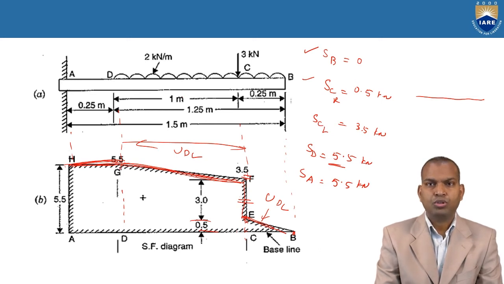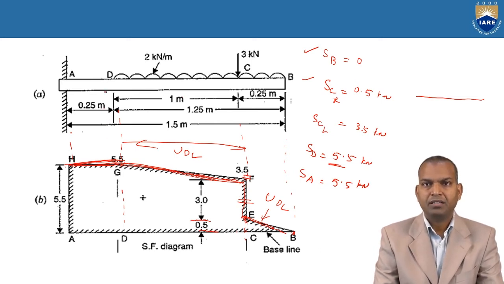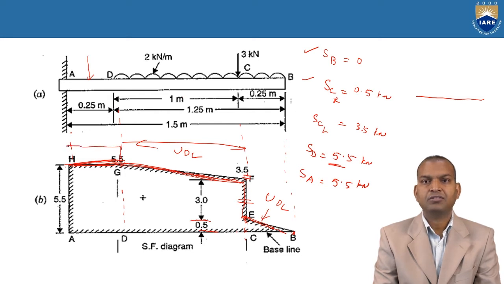We can interpret it better like this. Suppose there is another load acting here, some point load, then what will happen? The height will increase, and it goes on like that. Now here there is no point load. Okay, so thus we can understand it.